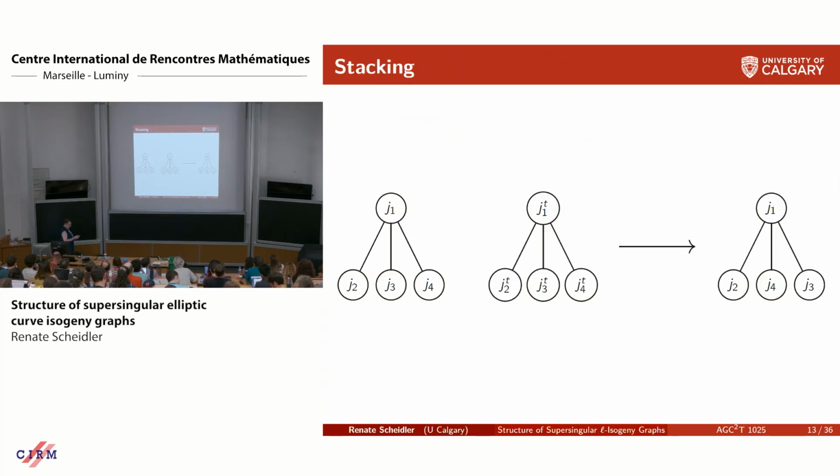So this is stacking. You have here 2 tripods, and the superscript T means quadratic twist. They have the same j-invariants, but in the FP graph they correspond to quadratic twists. So j1 is adjacent to these 2 j-invariants, and j1^T is adjacent to their twists. When you map into the big graph, they just get superimposed. One gets stacked on top of the other one. So they go from 2 tripods into one of these. That's the stacking.